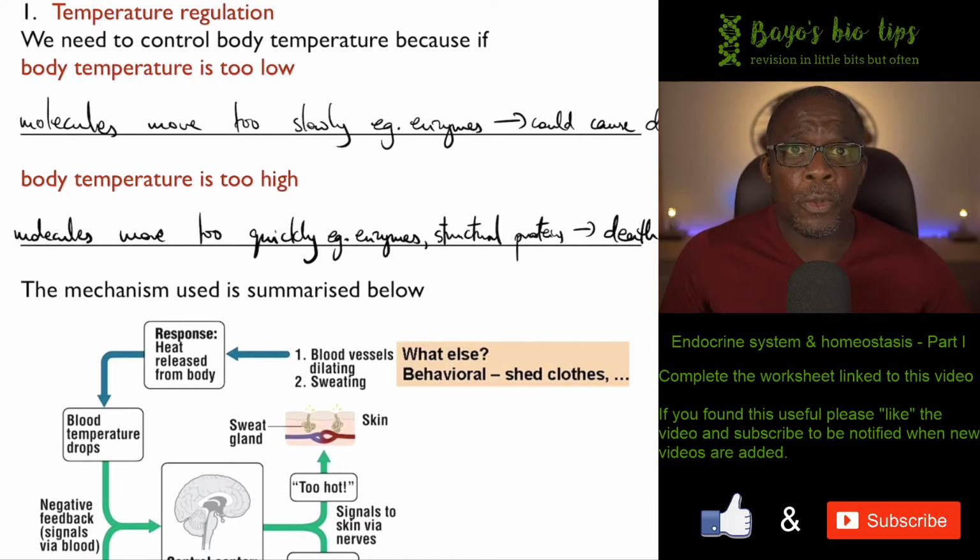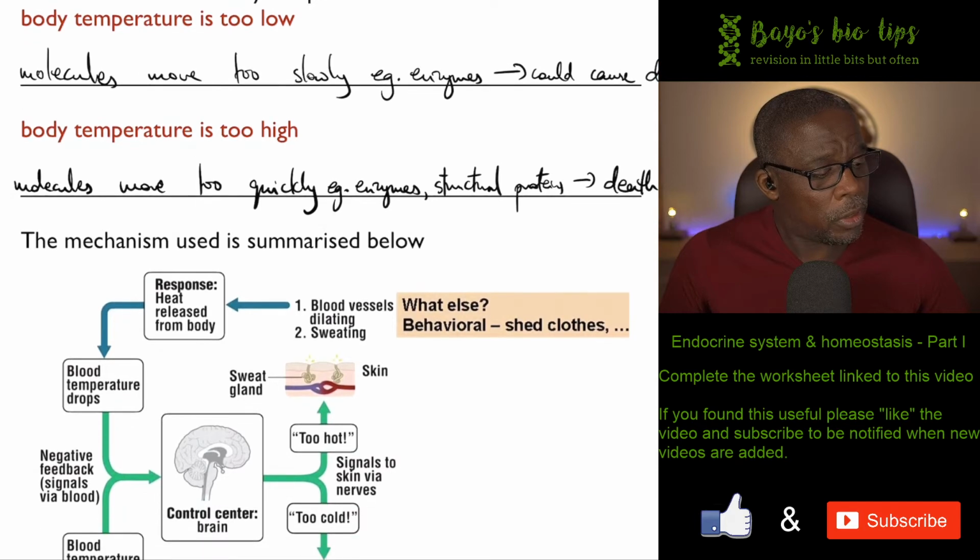Also, if your body temperature is too high, it can also be detrimental because it causes molecules to move too quickly. Why would that be an issue? In certain molecules, like certain structural proteins and enzymes and so on, a very high temperature can cause their shapes to change. And if their shapes change, they stop working properly. And that is obviously a problem. So you can't have the temperature too low, you can't have it too high. It has to be just right, a bit like Goldilocks.